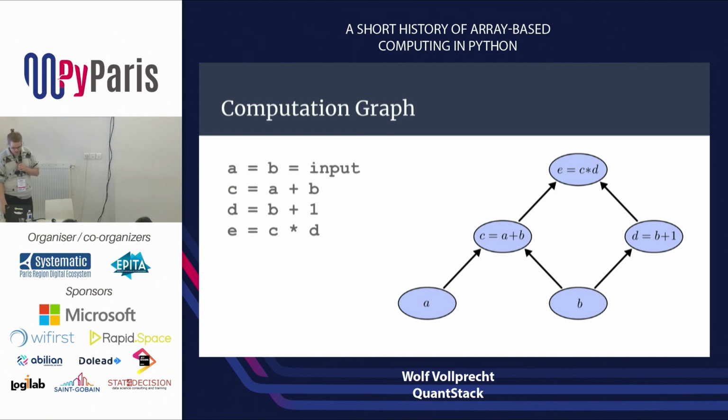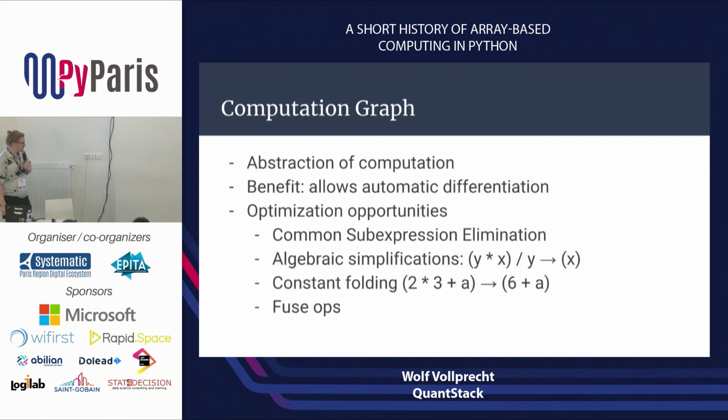So it's kind of a symbolic abstraction of your numerical array. And things that you can do with the computation graph, and basically why it's used so much in the machine learning community, is that it allows for automatic differentiation, which is then used to improve your training results and so on.